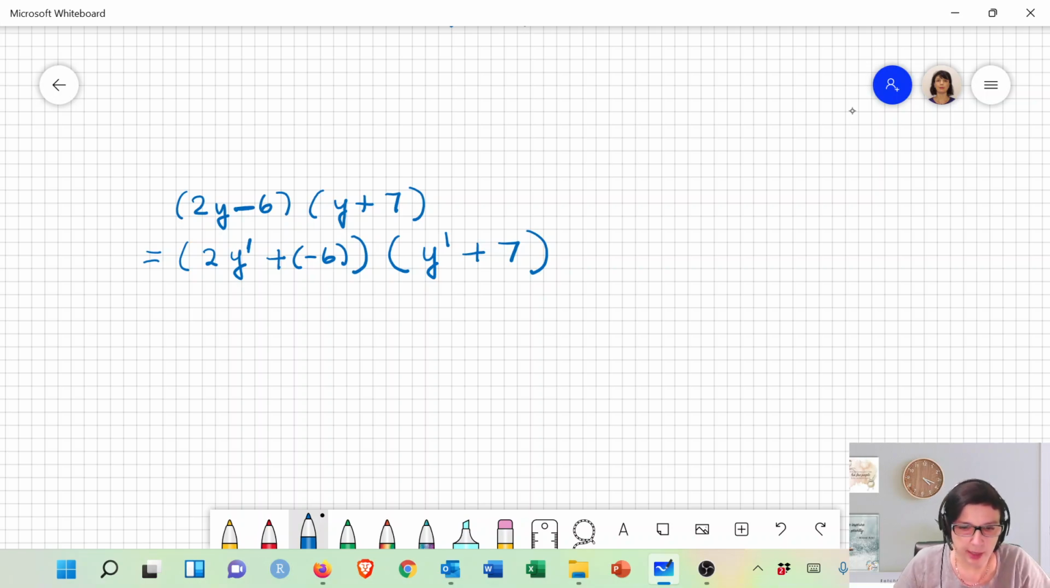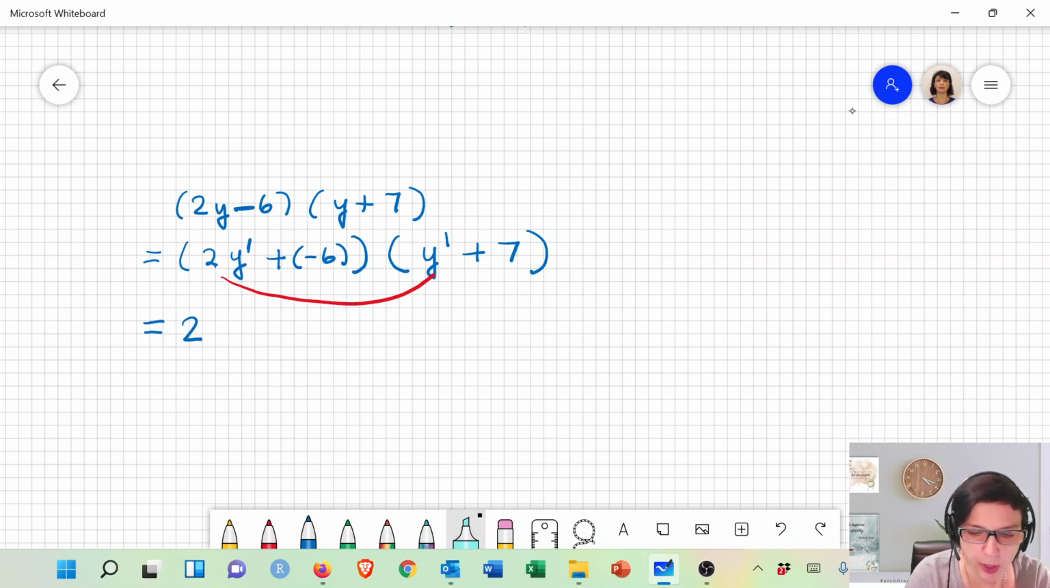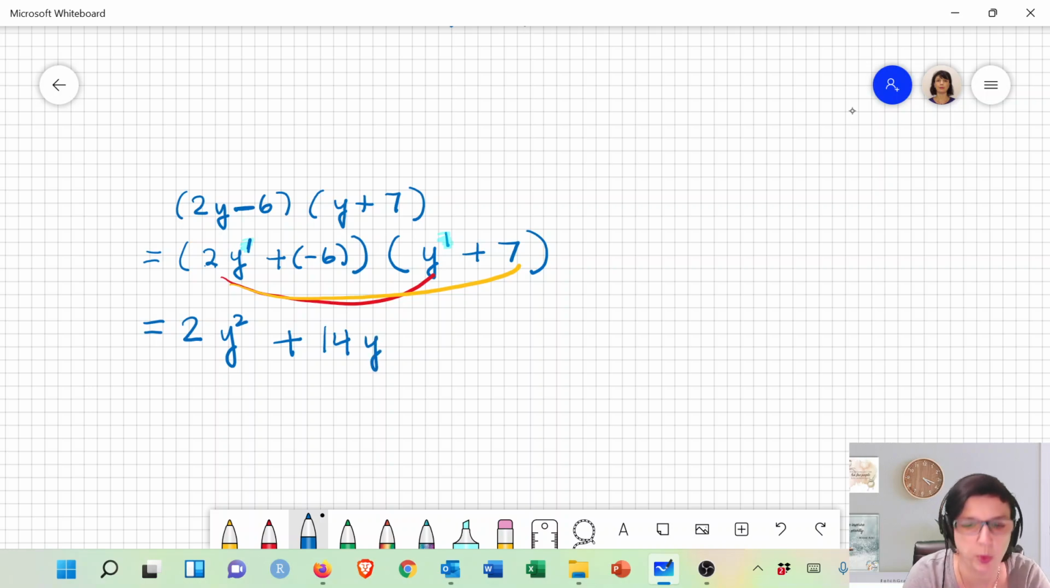All right, so let's get into first. First is first: we're gonna go 2, and again y to the power 1 times y to the power 1. So we add the powers and wind up with y to the power 2. Next let's do outer. That would be plus 2 times 7, that's 14, and y to the power 1 is just y. Then inner. I'm going to put plus for now, negative 6 and y, that's just negative 6y. So nothing is going to happen with that.